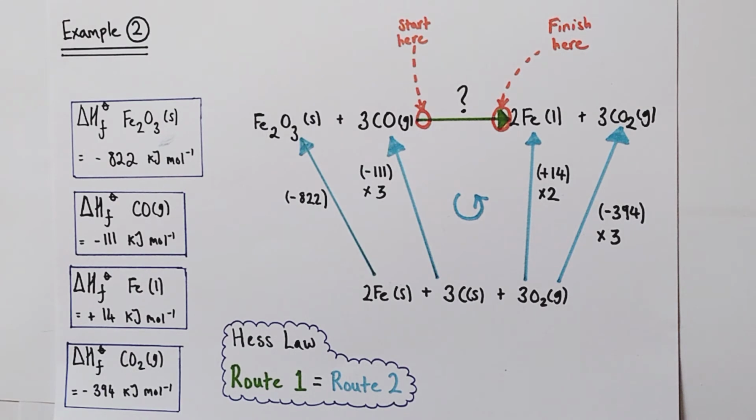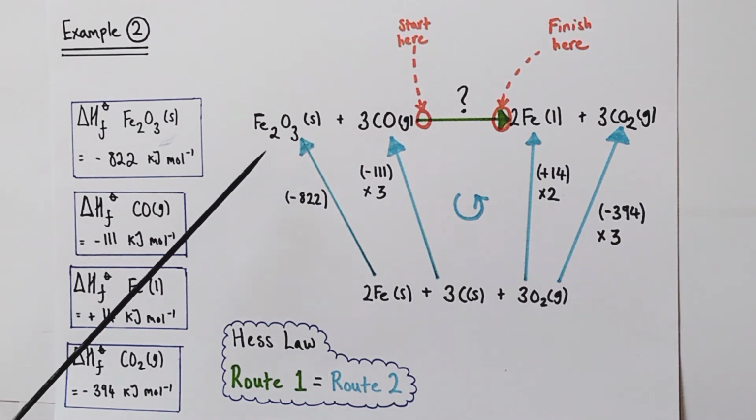As before, I've tried to signpost what we're doing and make this as easy as possible for our calculation. So I've put a circle and a starting point around the tail of the enthalpy change arrow we're looking for. I've also put a circle around the head of the enthalpy change value we're looking for, which is our finishing point. We're going to journey around route 2 from the starting point to the finishing point, and that will allow us to calculate the missing enthalpy change.